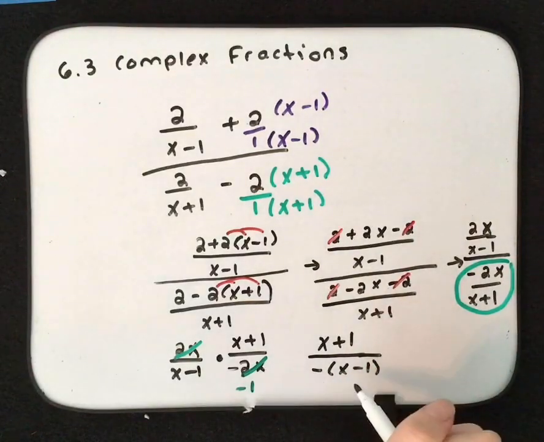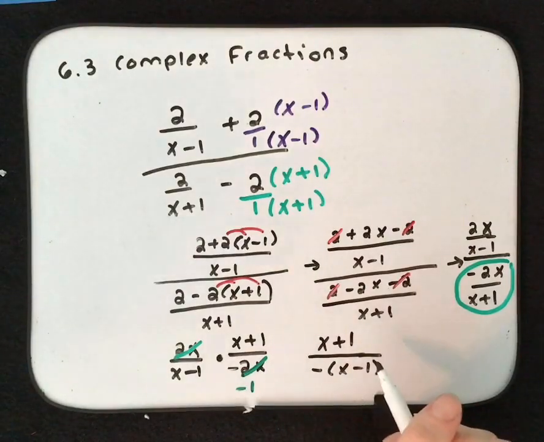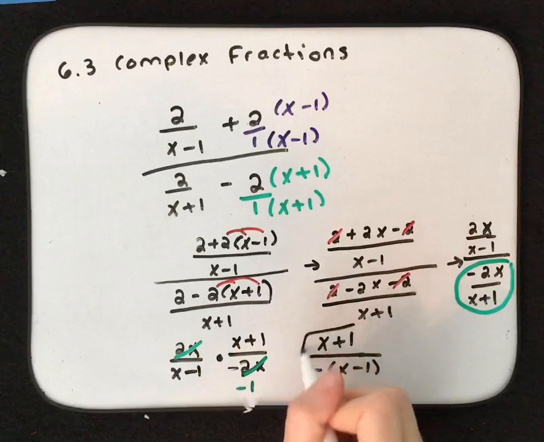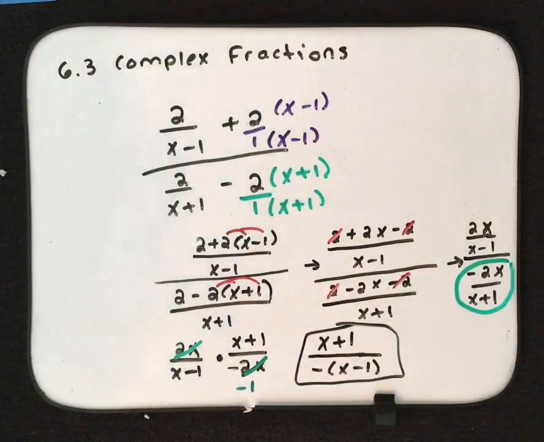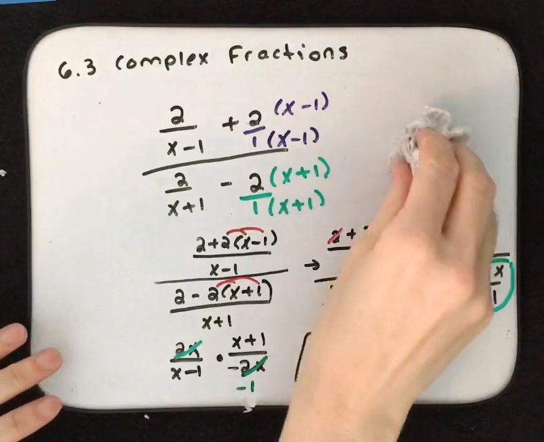If I were to distribute this through, it would give me negative x plus 1, which is not quite the same as x plus 1, so this is going to be finished right here. Let's try again.